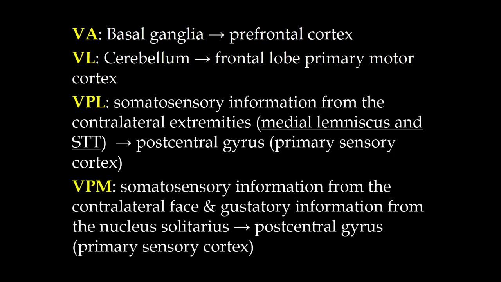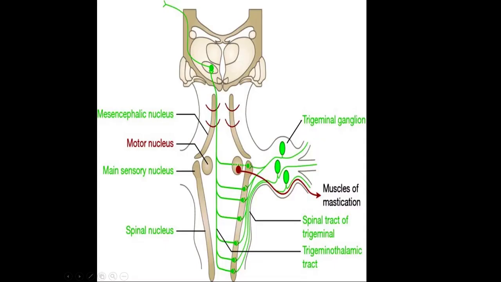All right, another one we haven't talked about, but you might be asked to contrast between these two. The VPM is really the same thing, except now it's for the face. Okay, so all that pain, temperature, vibration, proprioception, anything for the face gets to the post-central gyrus via the VPM. All right, and also taste information from the solitary nucleus and tract relays through the VPM. So you want to associate this with facial sensation and taste.